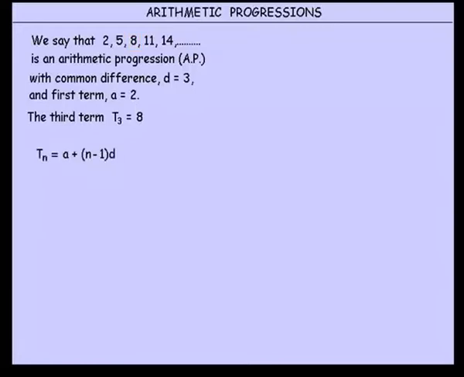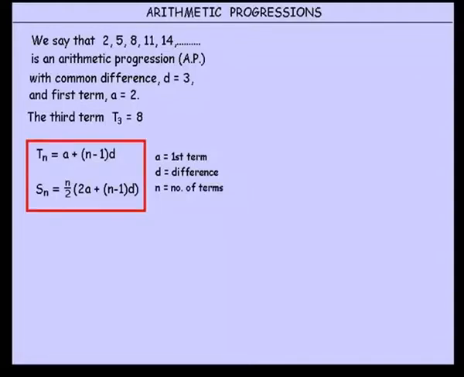Now a few formulae we have to remember. Tn is equal to a plus (n minus 1)d, and Sn, the sum of n terms, equals n on 2 outside of (2a plus (n minus 1) times d), where a is the first term, d is the difference, and n is the number of terms. So those two formulae are very important that you remember.